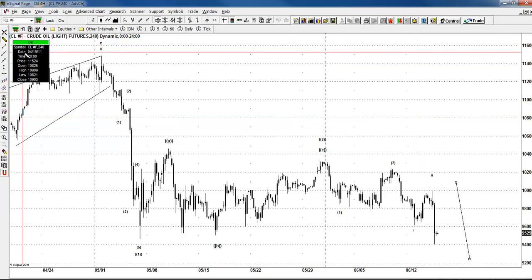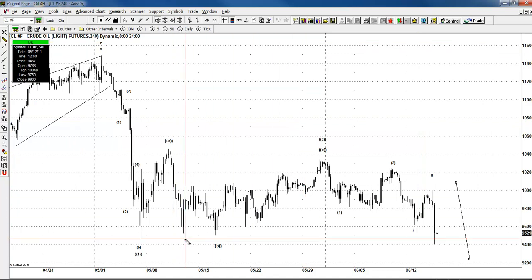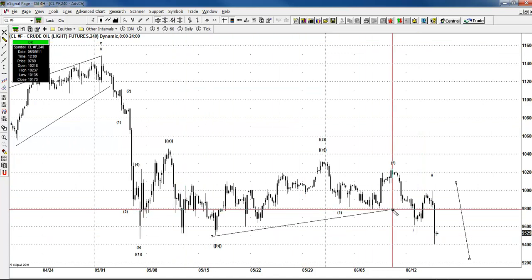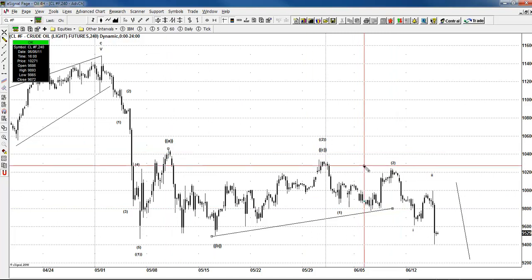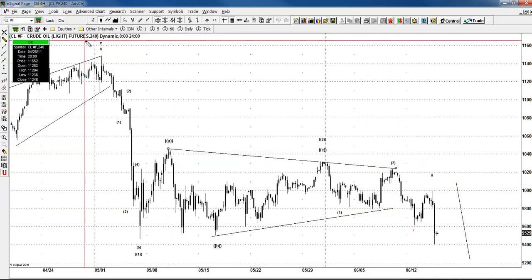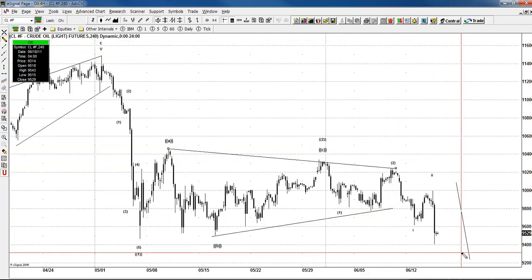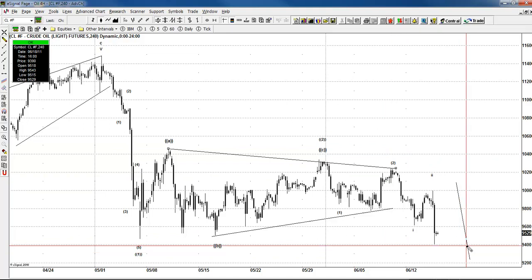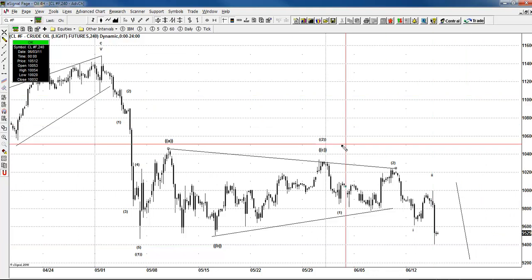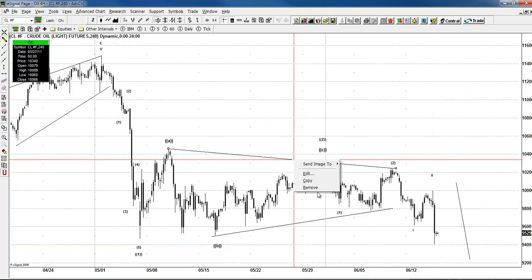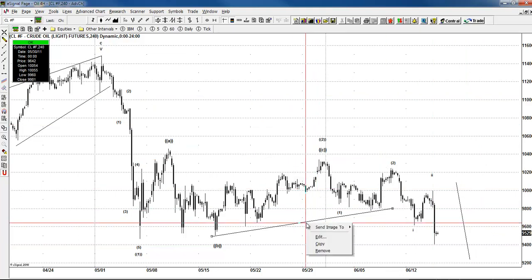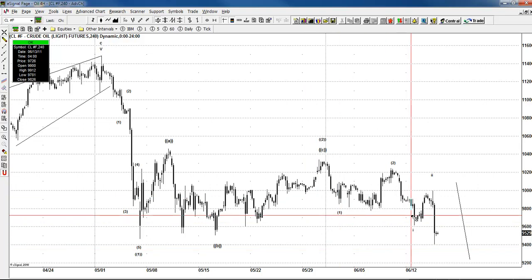Now, there is another scenario when you have a triangle, and the triangle is something like this, and then the triangle is going to take oil lower to around, I would say, 84 before bouncing back. That's the triangle. So which one is the correct one? It needs to be seen.